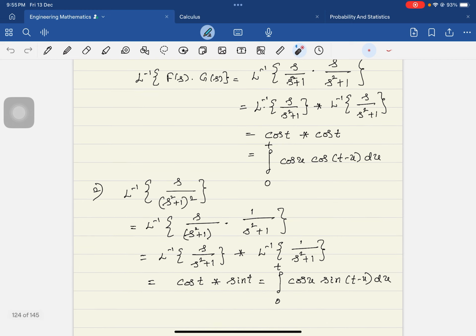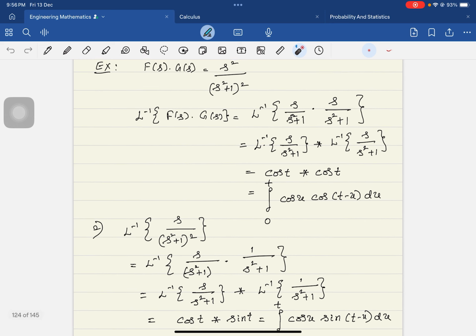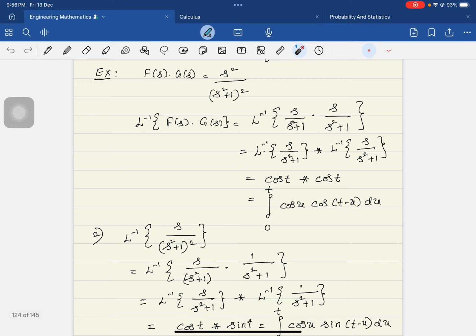Another example, let us take L inverse of s over s square plus 1 the whole square. Then you can even split this as s over s square plus 1 times 1 over s square plus 1. Now we will split this using the convolution. Then s over s square plus 1 is cosine t and 1 over s square plus 1 is sine t. So it will be cosine u and sine of t minus u du, integral 0 to t. So this is what the convolution means.